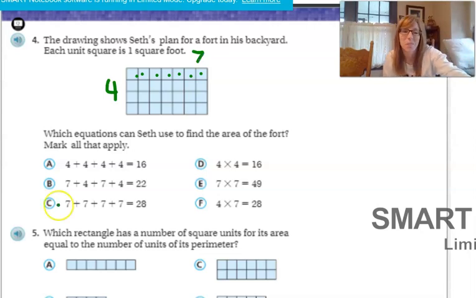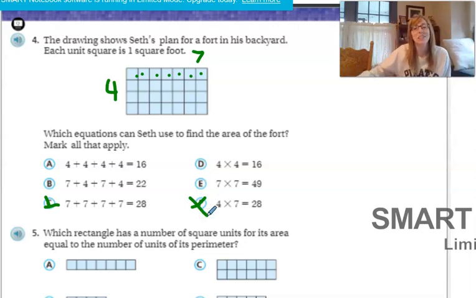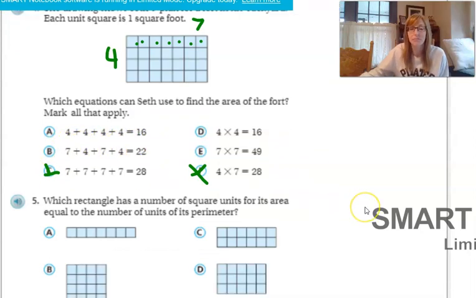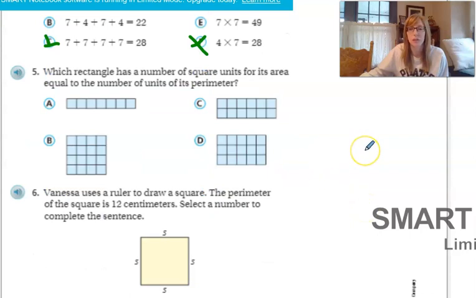All right, you're back. So hopefully you have 4 groups of 7, which you chose C, and 4 groups of 7 right there. They did try to trick you by doing 4 groups of 4, and hopefully you didn't fall for that. And B was a good one, but that was the perimeter. Hopefully you didn't fall for any of those tricks. You're too smart for that. This is the end of third grade. You know what you're doing.